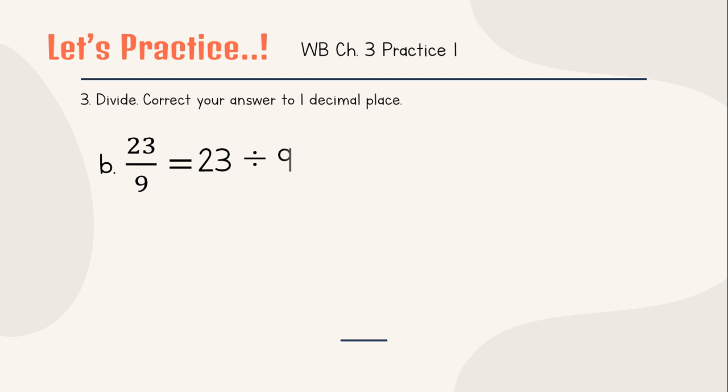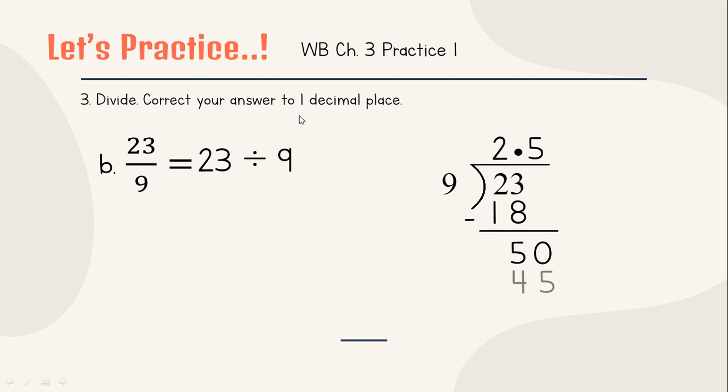23 out of 9, that is 23 divided by 9. 23 divided by 9 equals 2. 2 times 9 is 18, minus it will be 5. And then, is it done? Not yet, because that 5 is actually part of the 23. So we have to keep going, okay? So put the decimal point there. Why do I put the decimal there? Because we need to borrow 0. So 50 divided by 9 equals 5. 5 times 9 is 45, minus it becomes 5.